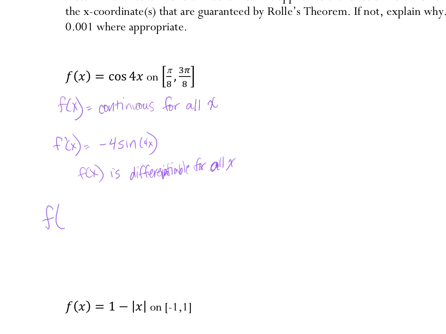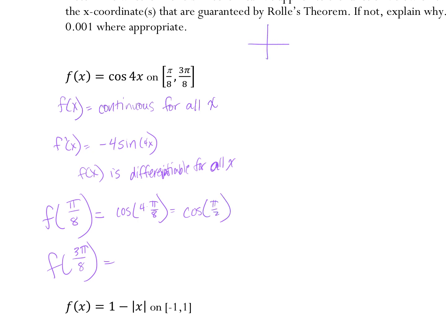And then we would just want to show that f of pi over 8 and f of 3 pi over 8 both have the same value. Let's see. If I plug in pi over 8, I'm essentially doing the cosine of 4 times pi over 8. So cosine of pi over 2. So if I think pi over 2 in the unit circle is right here, cosine is the x-coordinate. Are you guys cool with me calling it 0?